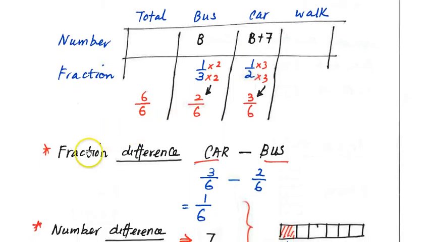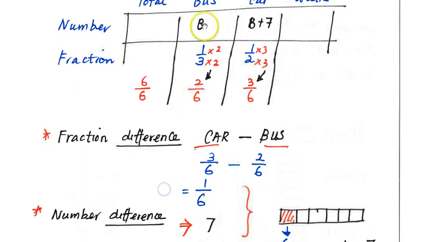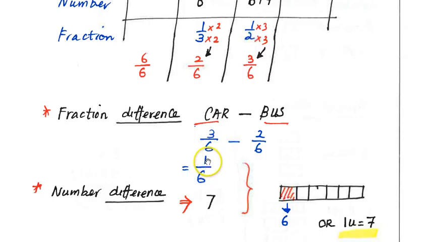So the difference in these two fractions is 1/6. And you must also be able to relate that the difference between these two is that car has 7 more. In fraction, car has 1/6 more. It simply means this: 1/6 is 7 pupils. When you have the fraction 1/6 of the pupils, it is 7. Now it is represented here. This is what you have been learning.